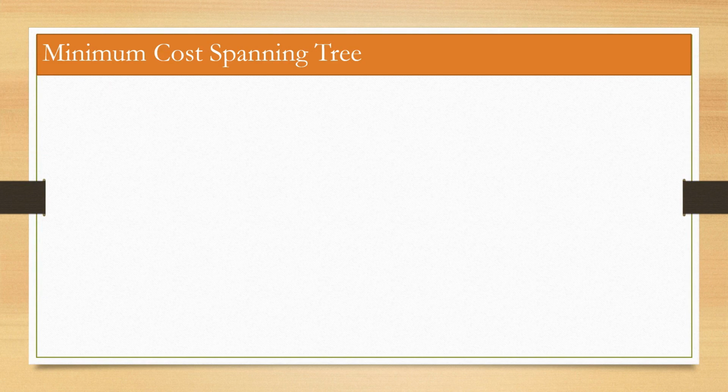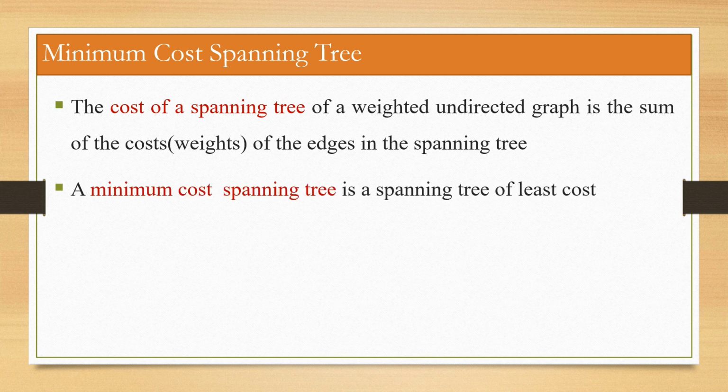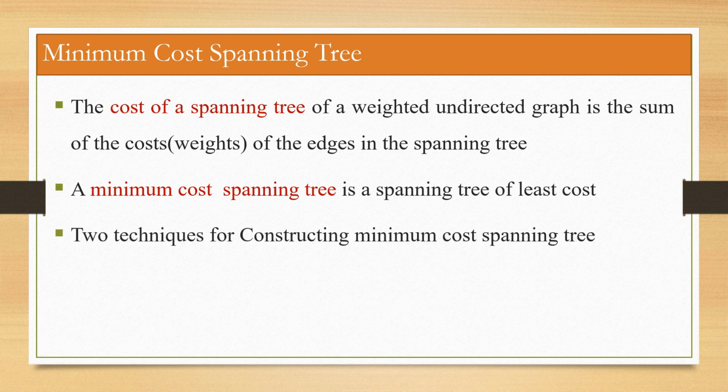In applications of a weighted graph, it is often necessary to find a spanning tree for which the total weight of the edges in the tree is as small as possible. Such a spanning tree is called a minimum spanning tree or minimum cost spanning tree. So simply, a minimum cost spanning tree is a spanning tree with the minimum sum of edge costs. A minimum cost spanning tree is a spanning tree of least cost.